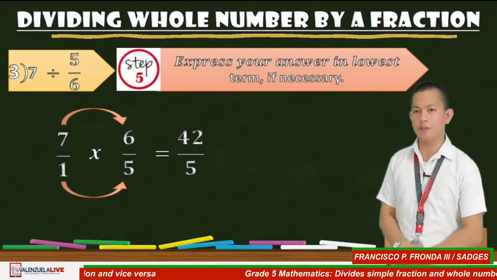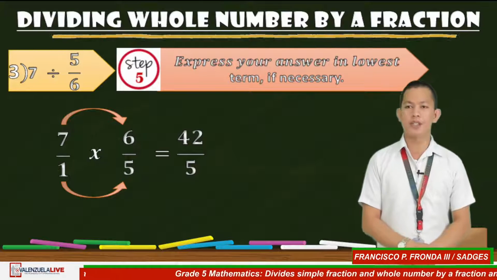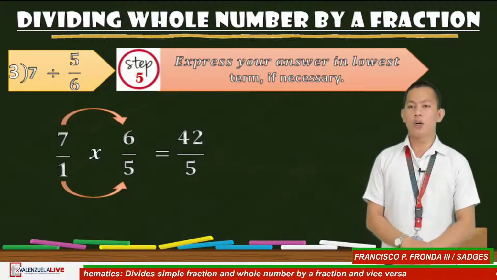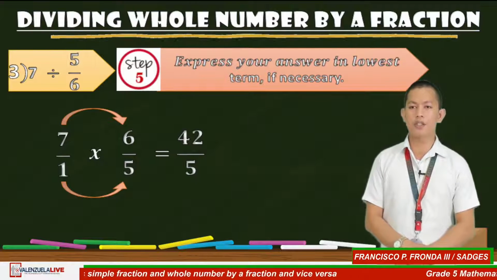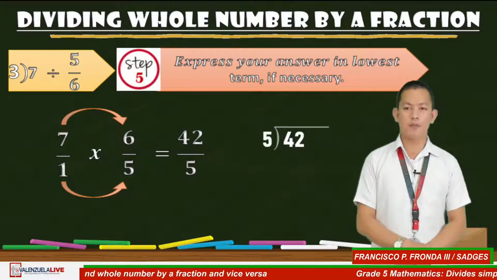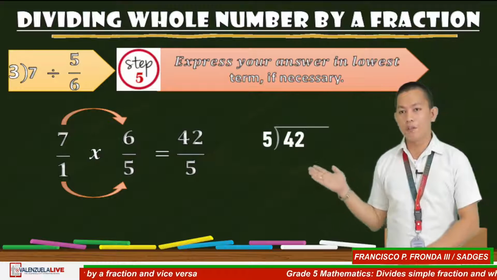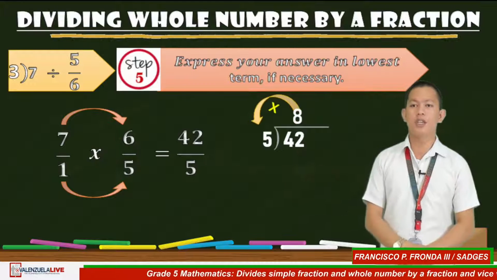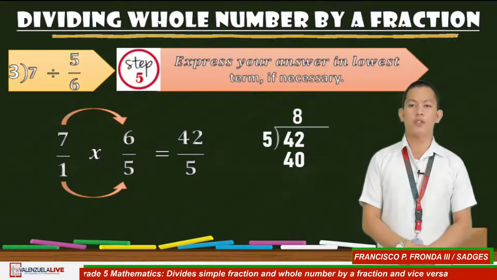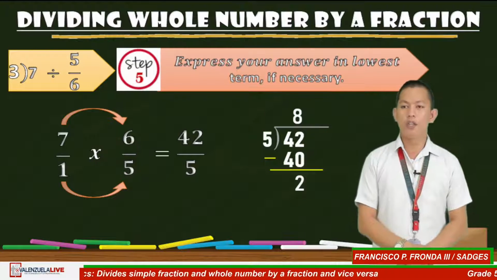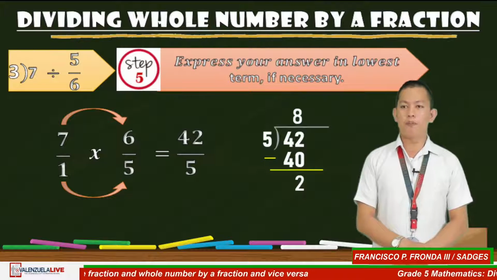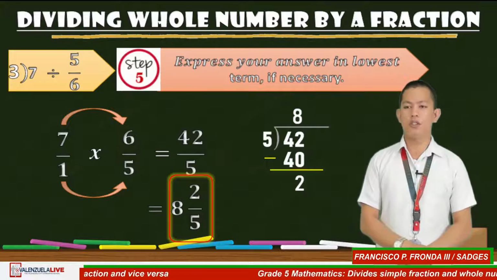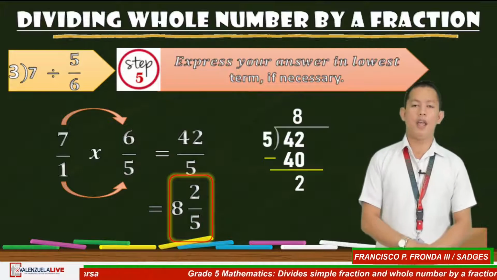Then, step number 5. Express your answer in lowest terms, if necessary. As we observe, again, grade 5 learners, the value of the numerator and the denominator, we can express 42 over 5 as a mixed fraction, right? So we can divide 42 by 5. 4 divided by 5 cannot be, so we proceed to 42. 42 divided by 5 is 8. Then 8 times 5 is 40. Then 42 minus 40 is 2. Therefore, the mixed fraction of 42 over 5 is 8 2/5. Okay? So that is how to divide a whole number by a fraction.